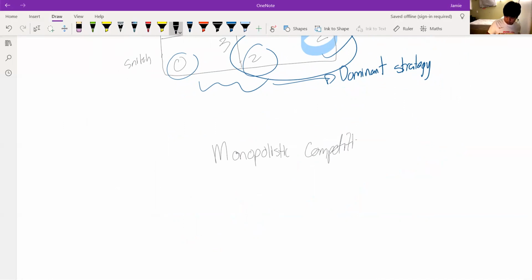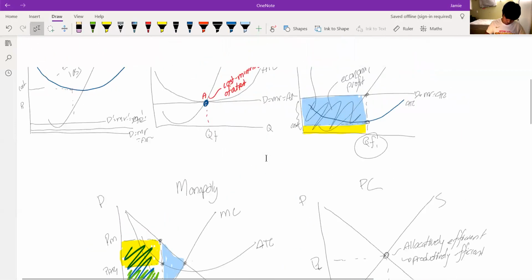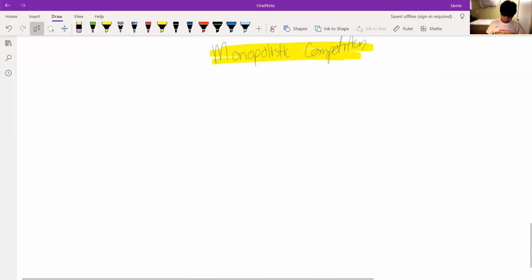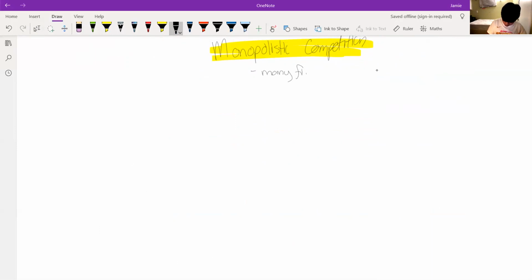So this market structure shares similar characteristics to a perfectly competitive market and a monopoly market. I think I drew it here. If you outline, there are many firms. They sell differentiated products, and advertising is very important in monopolistic competition.